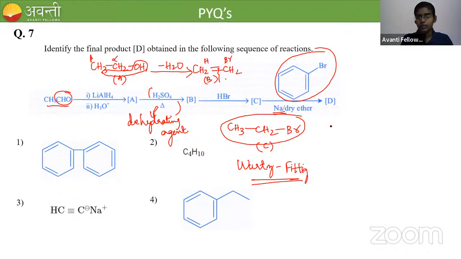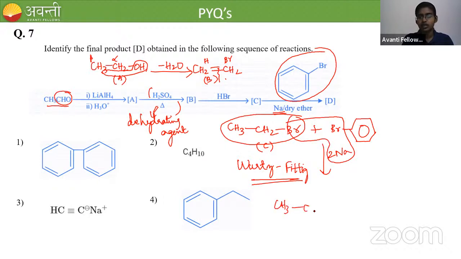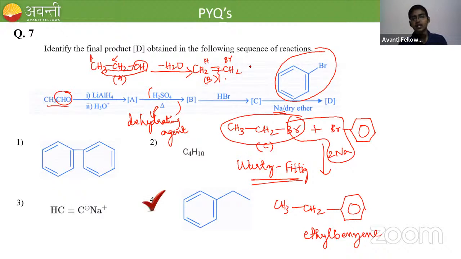So bromobenzene is reacted in the presence of 2 sodium metal. 2 NaBr will go out and you connect these two. So what you will get is CH3CH2C6H5. This is called ethyl benzene. And where is our ethyl benzene in the 4 options given? Yes, option 4 is ethyl benzene. So option 4 is the correct answer. Okay.